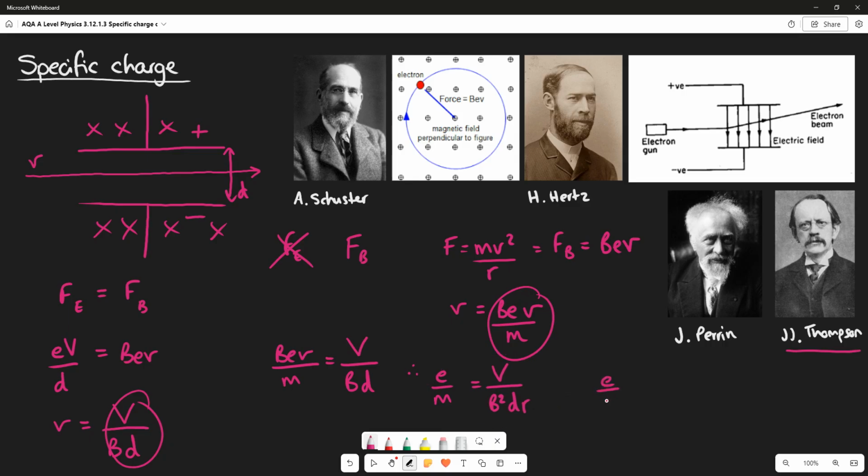J.J. Thomson's value for specific charge of the electron was approximately 10 to the 11 coulombs per kilogram. He did further experiments to refine this, and we now have a modern understanding that the specific charge of an electron has a magnitude of 1.76 times 10 to the 11 coulombs per kilogram.